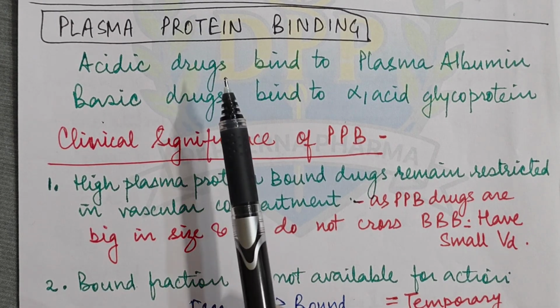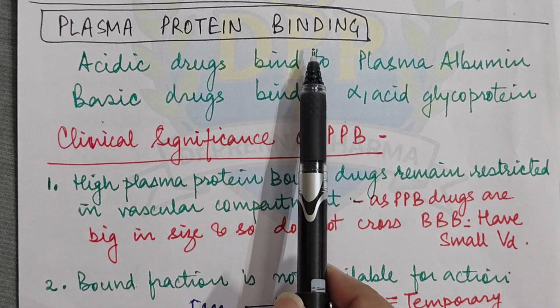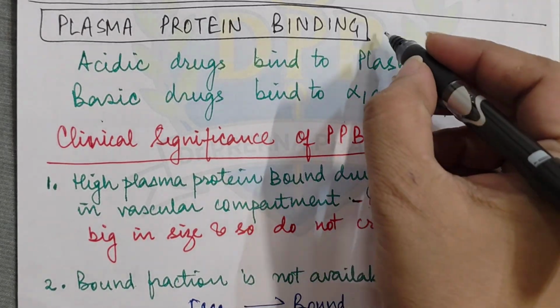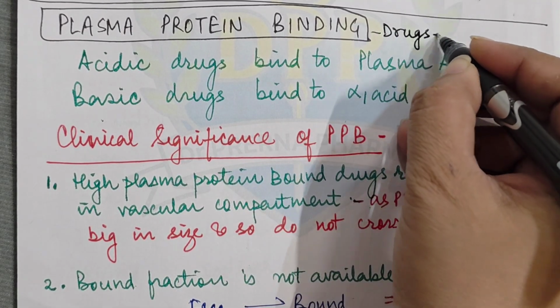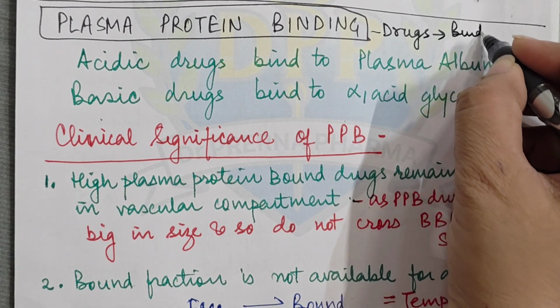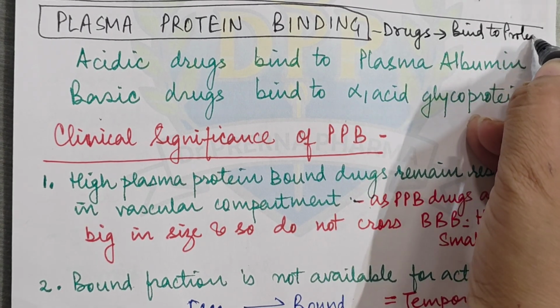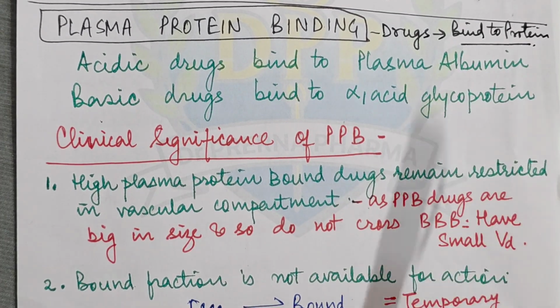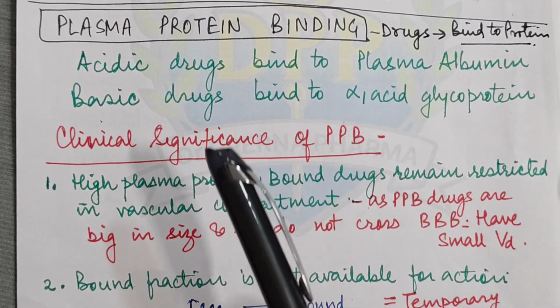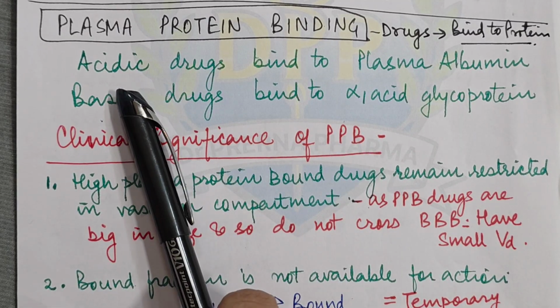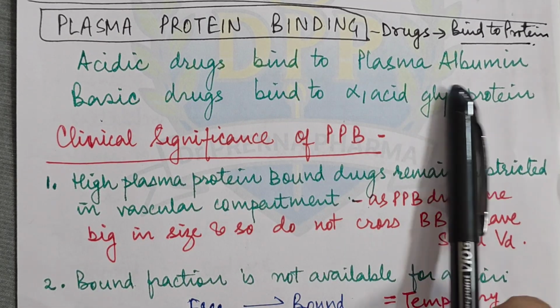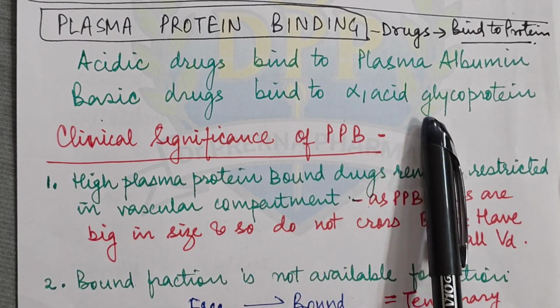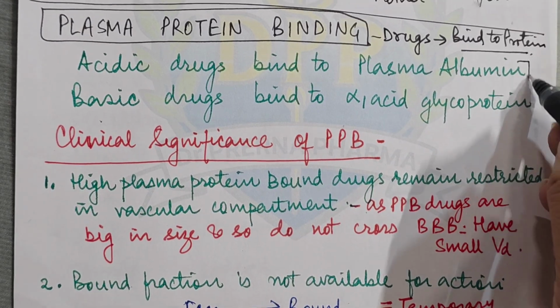Coming to the next topic, that is called plasma protein binding. Now, what is plasma protein binding? The drugs, when they travel in the plasma, in the blood, they bind to proteins. They don't go alone, right? They don't want to go alone. So the drug binds with proteins when it is traveling in the plasma. Now acidic drugs bind to plasma albumin, and basic drugs are found to bind to alpha-1 acid glycoproteins. These are plasma proteins, right?